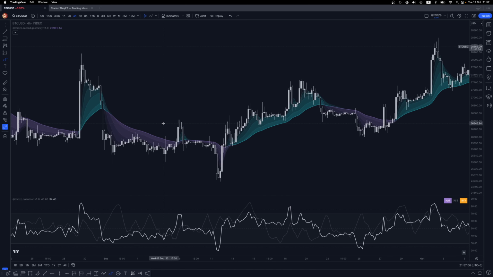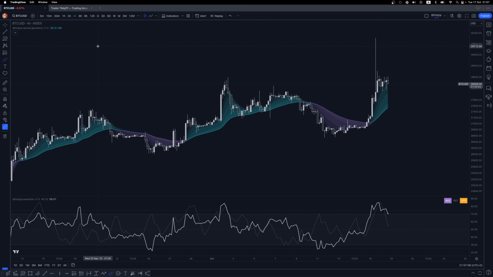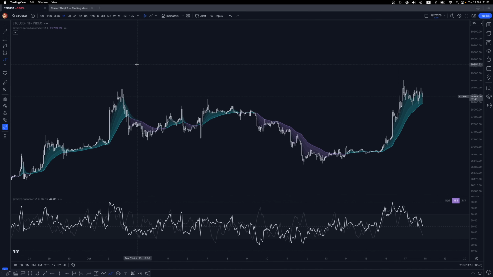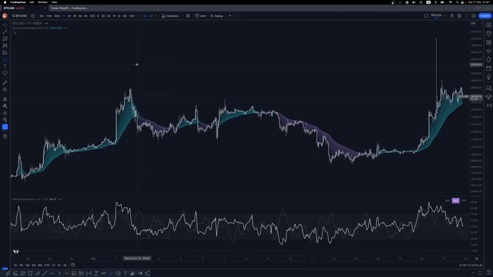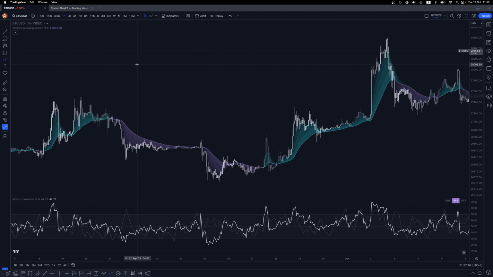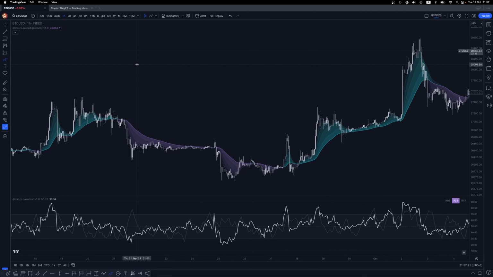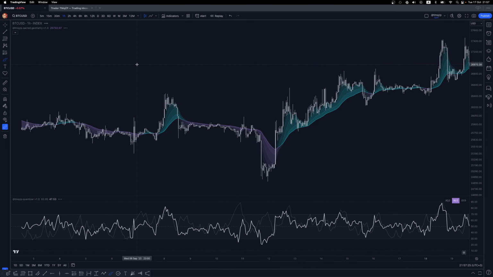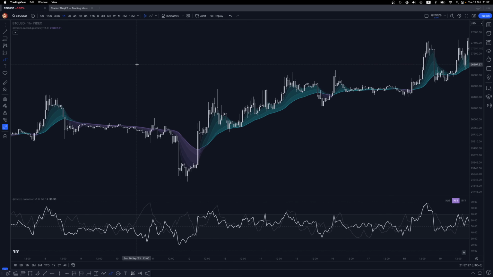One of the ways that I tend to use this is because I have this bad luck, or whatever you want to call it, that a lot of the good entry points, trades that I would like to have taken, I think this is a good one if I remember correctly.